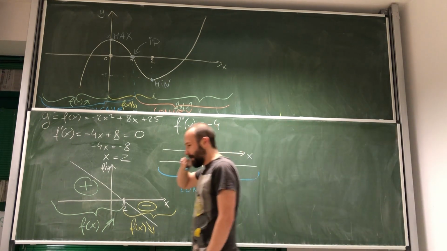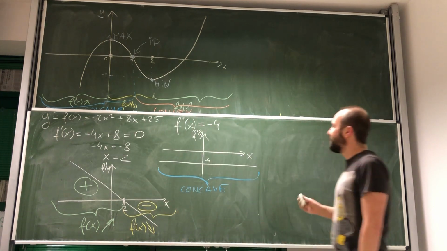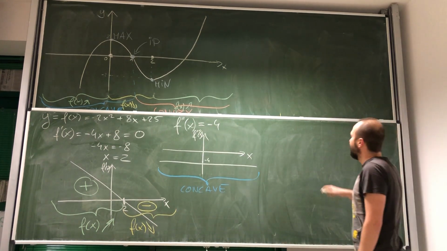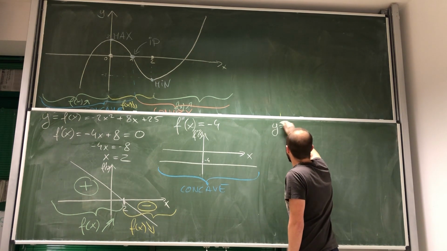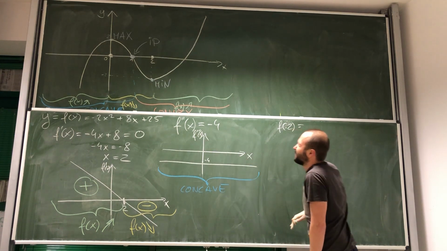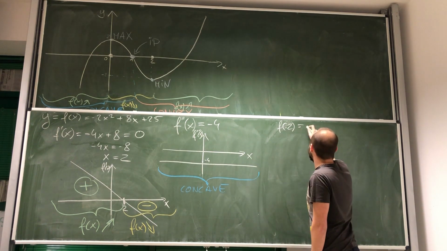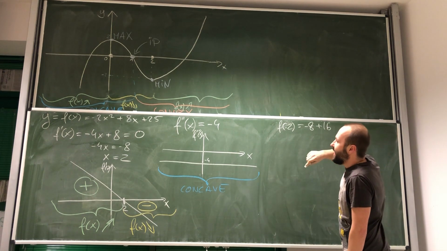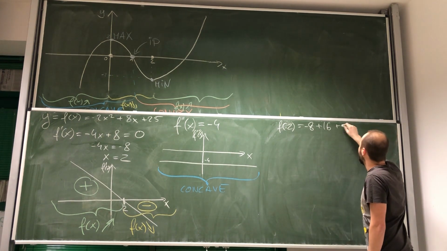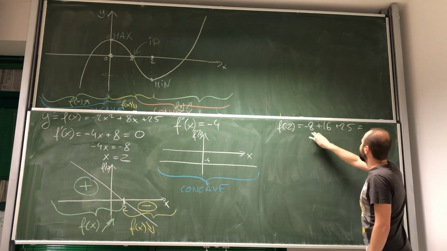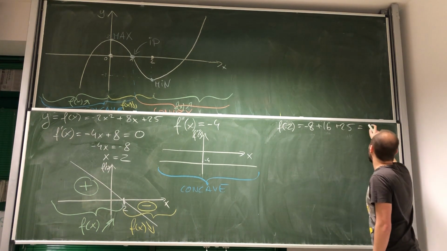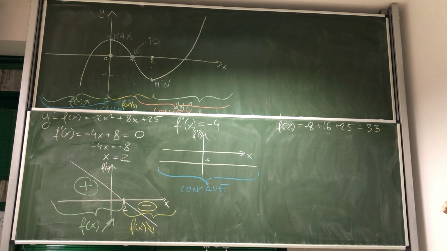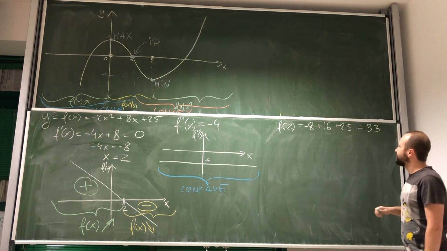Okay, so now in this case we've just got one point of interest. This point is 2, and we've got that f of 2 is equal to 4 times -2 is -8 plus 8 times 2, which is 16, and plus 25. This is giving us 8 plus 25, 33. Okay, so what do we need to do next?